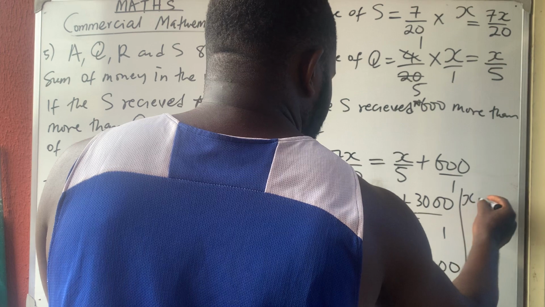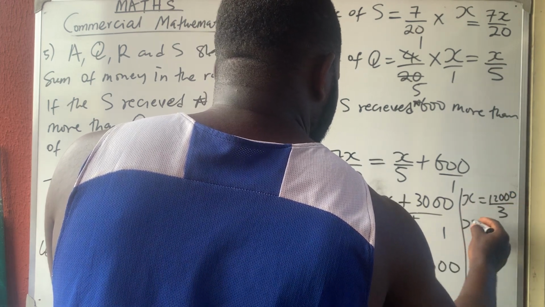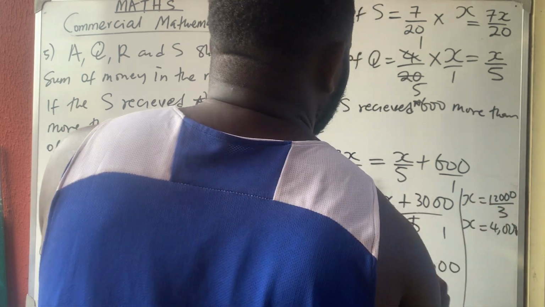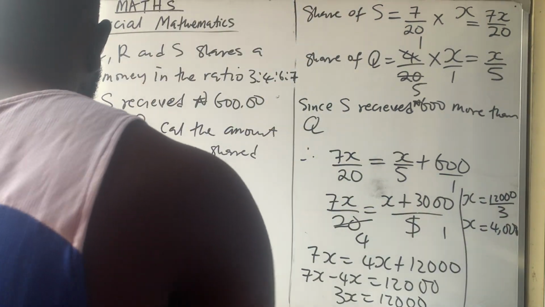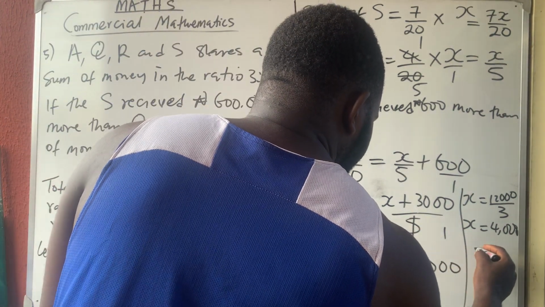So therefore, my x will now be what? 12 divided by 3. So my x is equal to 3 times 4, which is 12. So I have 4,000. So the total amount they shared is just 4,000 naira.